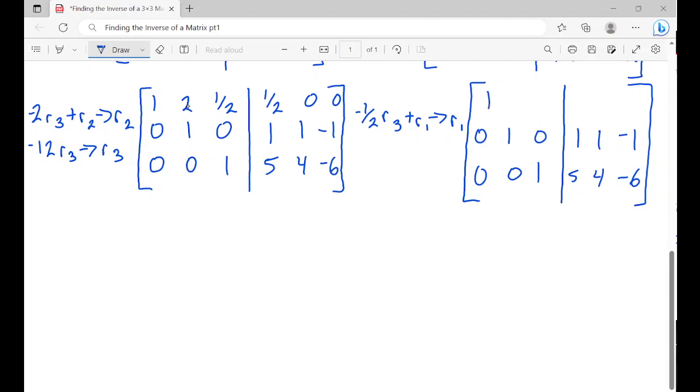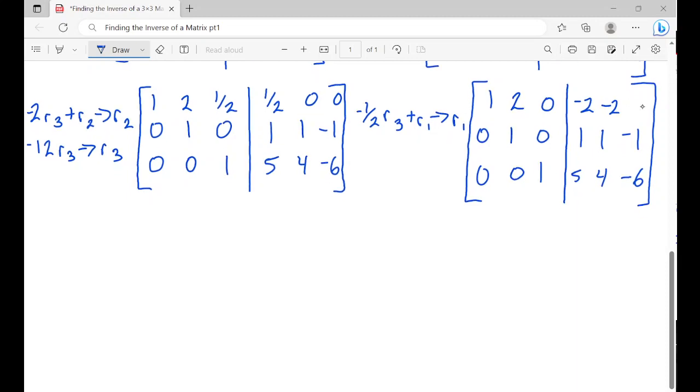Now, negative a half times 0 plus 1 is going to give me 1. Negative a half times 0 plus 2 is still 2. Negative a half times 1 plus a half is 0. Negative a half times 5 plus a half is negative 2. Negative a half times 4 plus 0 is negative 2. Make that a little bit clearer. And then negative a half times negative 6 plus 0 is a positive 3.